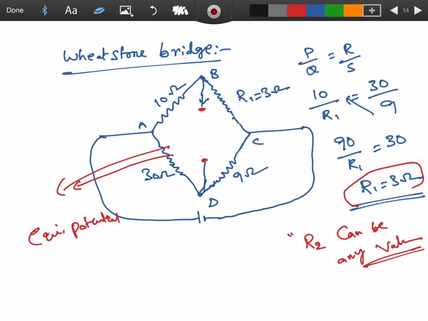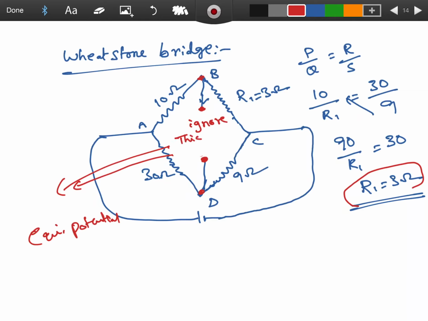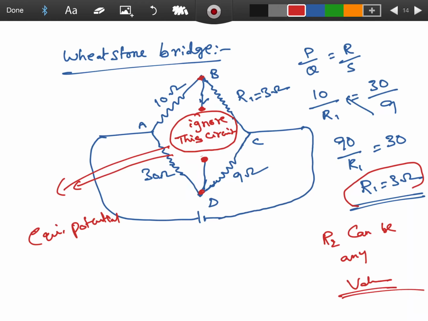That is your mistake. Let me tell once again. Very clear the point. Here this point and this point are equipotential points. For equipotential points, no current in this. That means we can ignore this internal circuit, whatever it is there. Then R2 can be any value, whatever may be the value, it is balanced.